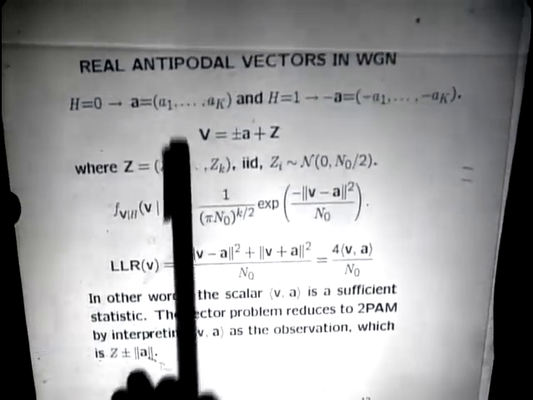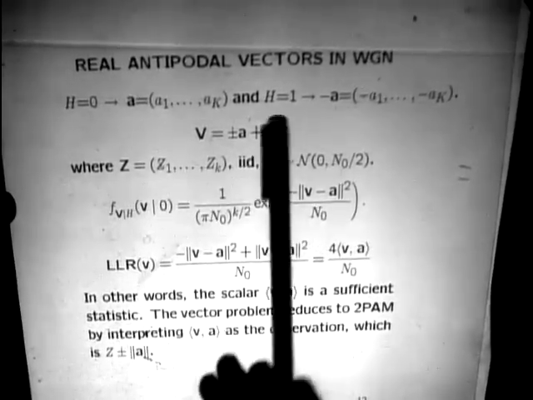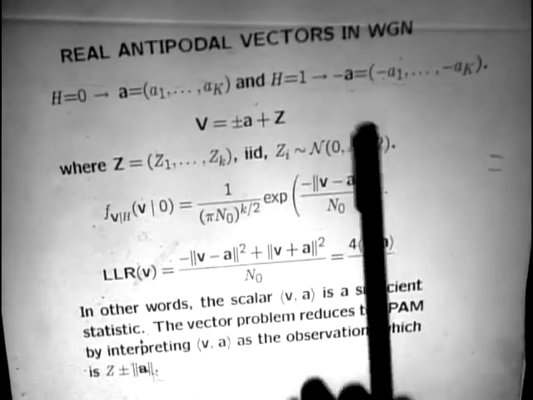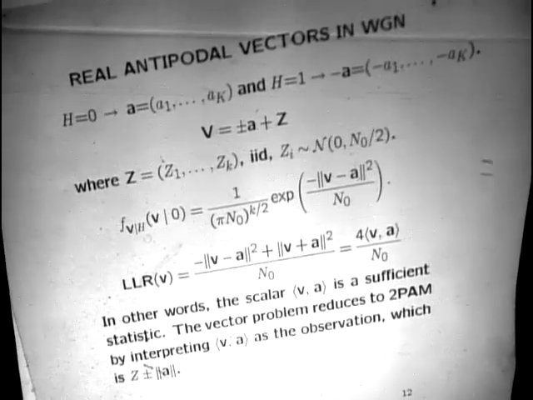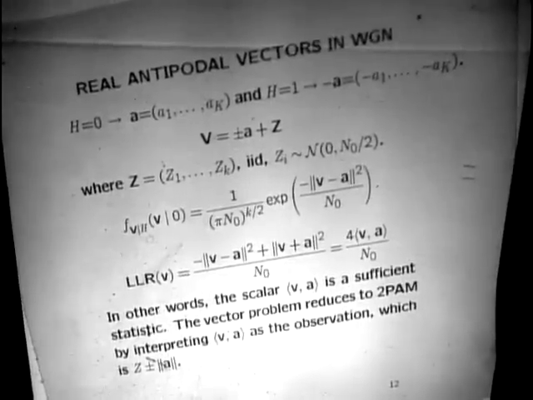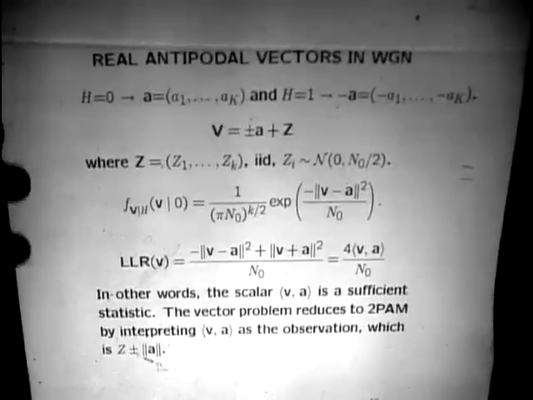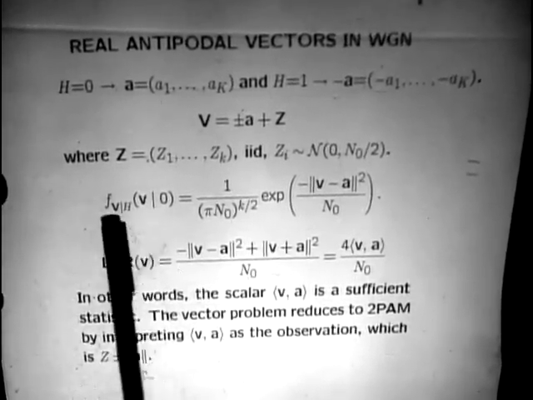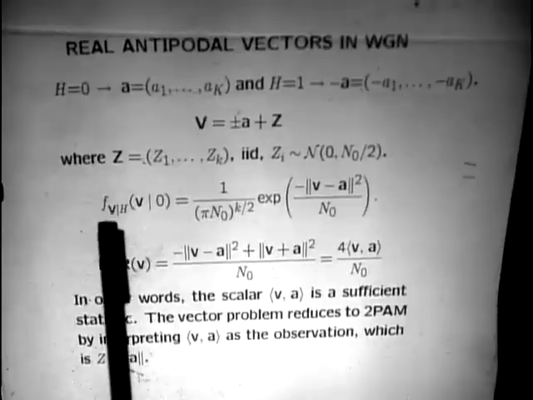Okay, so I have antipodal vectors. One vector is a1 to a sub k. Under the other hypothesis, we're going to send minus a, which is the opposite vector. So if we're dealing with two-dimensional space with coordinates here and here, if I send this, I'm going to send this. If I send that, I'm going to send that, and so forth, as the opposite alternative.